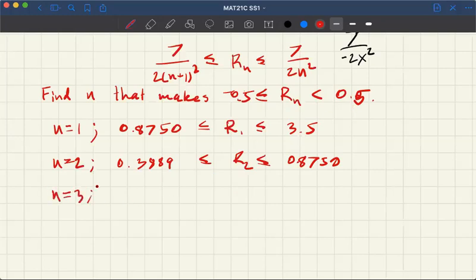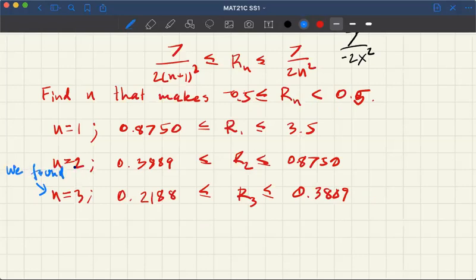Let's keep doing. N is equal to 3, I plug it in here, I get 0.2188 less than R3 less than or equal to 0.3889. Is it in this interval now? Yes, right? Yes, so we found it. We found n that makes it lie inside this interval.